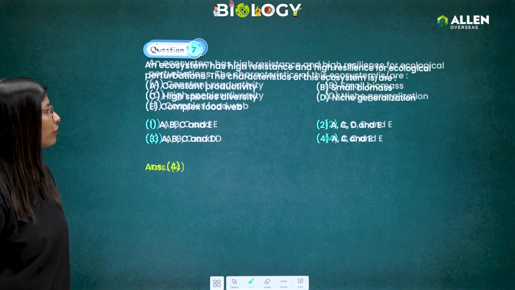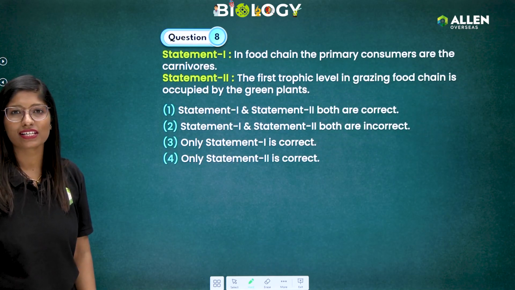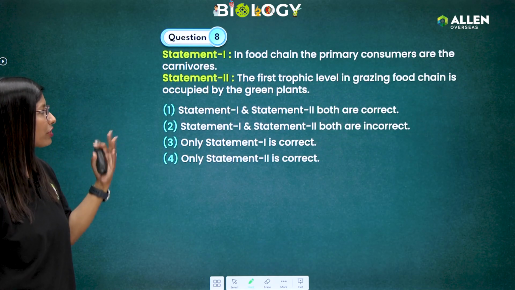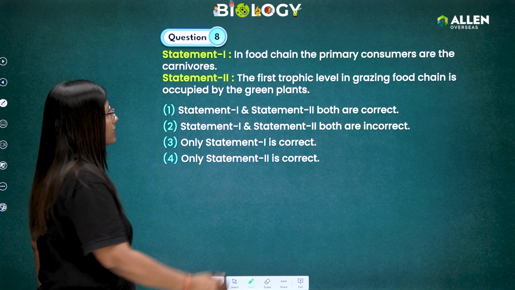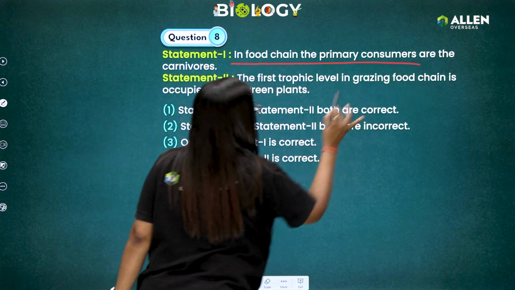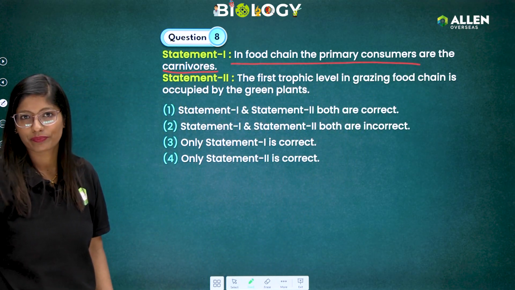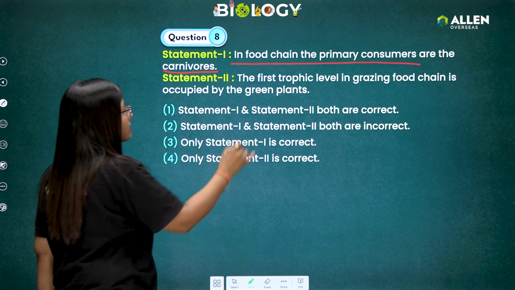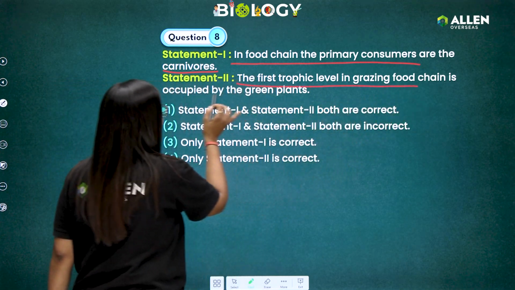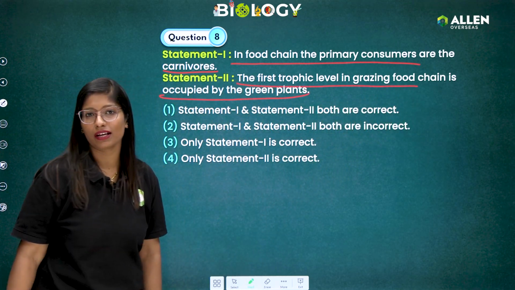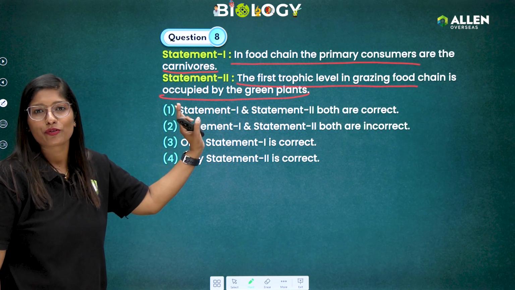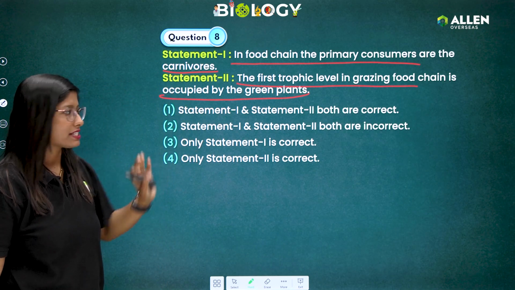Okay, now moving to the next question. The question is again a statement question where two statements are given. Statement 1 says, in food chain, the primary consumers are carnivores, right? And statement 2 says, the first trophic level in grazing food chain is occupied by the green plants. So let's check the true or false for the first and the second statement.